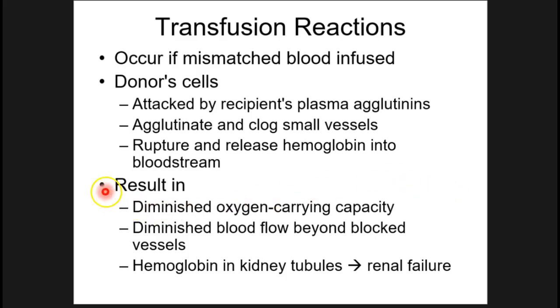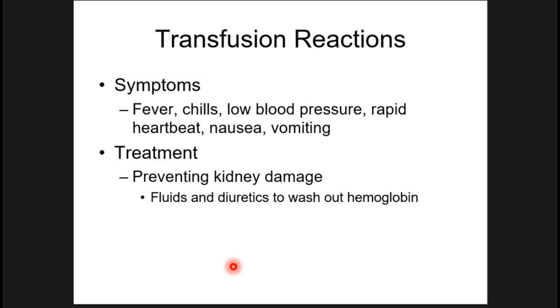Okay. The results of agglutination: diminished oxygen carrying capacity, diminished blood flow beyond blocked vessels, and that hemoglobin from the destruction of some of those red blood cells ends up in your kidneys and can lead to renal failure. A bunch of protein all at once in your kidneys is not a good thing. And here's what that's going to look like as a transfusion reaction. As future healthcare practitioners, these are the symptoms to watch for after you've given some blood.